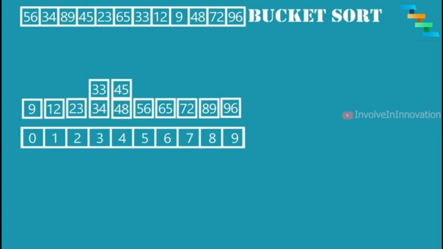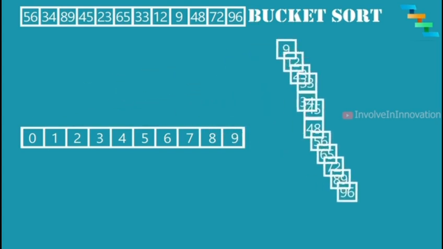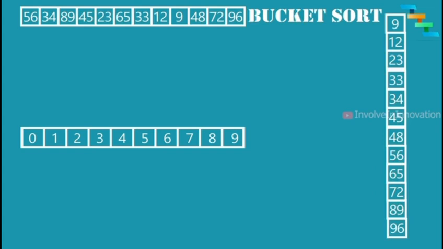So 9 from bucket 0, 12 from bucket 1, 23 from bucket 2, 33 and 34 from bucket 3, 45 and 48 from bucket 4, 56 from bucket 5, 65 from bucket 6, 72 from bucket 7, 89 from bucket 8, 96 from bucket 9. Now we have sorted the input array using bucket sort.